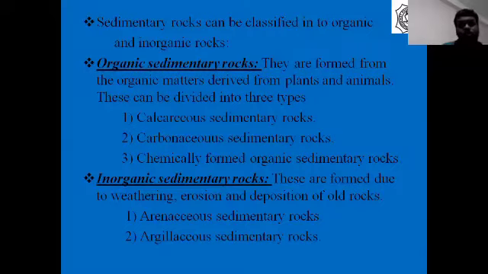Carbonaceous sedimentary rock is very rich in carbon content, and is formed due to the decay and decomposition of plants and animal life. How are these carbonaceous sedimentary rocks formed? They are formed due to the decay and decomposition of plants and animal life. Coal is the best example of carbonaceous sedimentary rock.